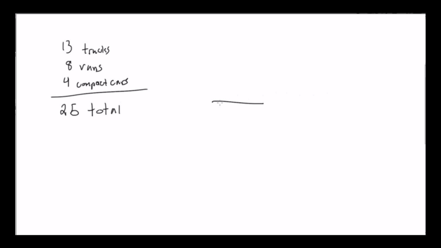So now we know what our denominator is going to be: 25. And he wants to know if he's going to drive a compact car. Well, that's 4 out of 25. I don't know if there's really anything else to this question. It doesn't seem to be.